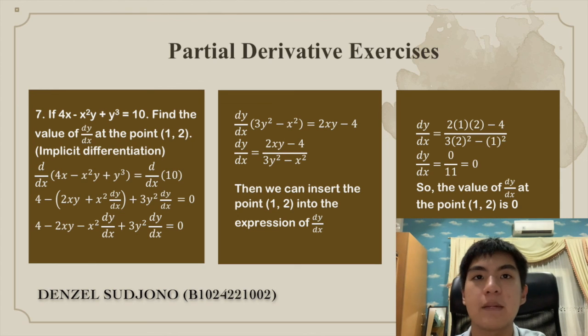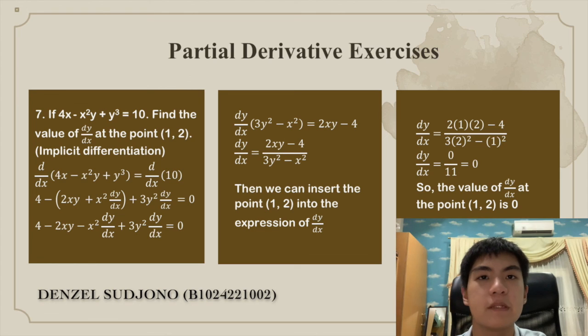d per dx times 4x minus x to the power of 2y plus y to the power of 3 equals d per dx times 10. We get 4 minus 2xy minus x to the power of 2 dy per dx plus 3y to the power of 2 dy per dx equals 0.